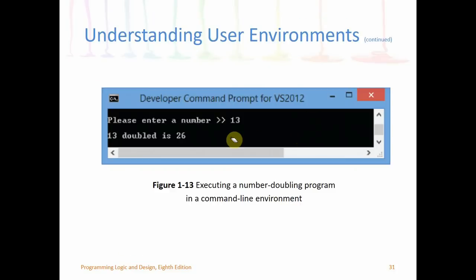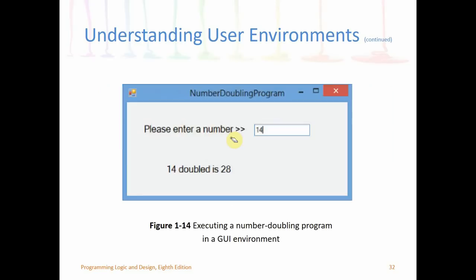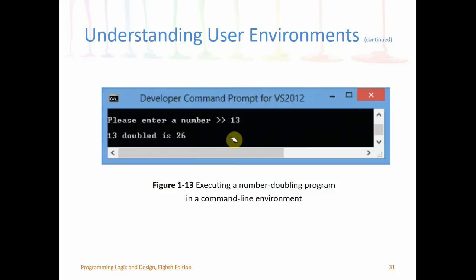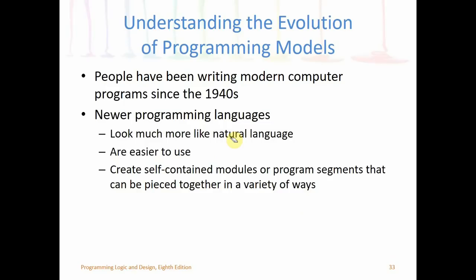Here is what we have, the CMD or the command line environment. You have a black screen, white text, and you interact with the program. Here is the GUI, which is a graphical user interface that you can interact with the program in this way.